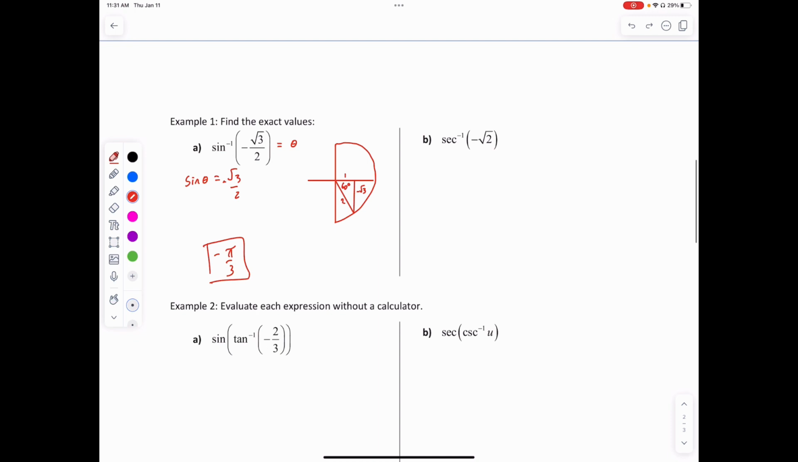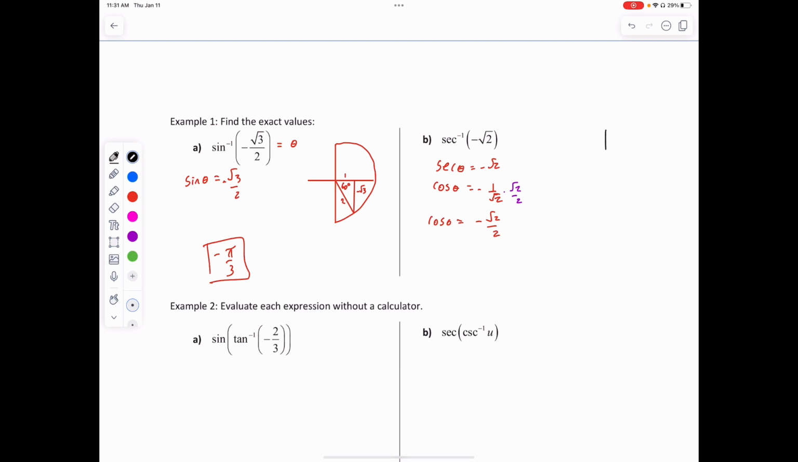All right, so let's go ahead and try another one. Here we're saying, when is the secant of theta negative radical 2? Well, that's the same thing as saying the cosine of theta is negative 1 over radical 2, because it's the reciprocal. And if I rationalize that, I get cosine of theta is equal to negative root 2 over 2. Oh, and when does that happen?